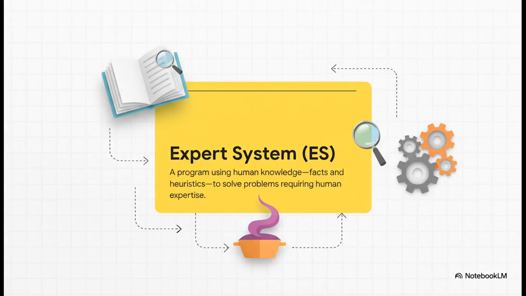All right, so here it is. This is the definition you absolutely have to burn into your brain for the exam. At its core, an expert system is a computer program that uses human knowledge to solve problems that, well, normally need a human expert. And look closely. There are two magic ingredients here. Facts, that's the stuff you'd find in a textbook, and heuristics. Heuristics are the real game changer. They're those rules of thumb, the educated guesses an expert makes from experience. That right there is the secret sauce.